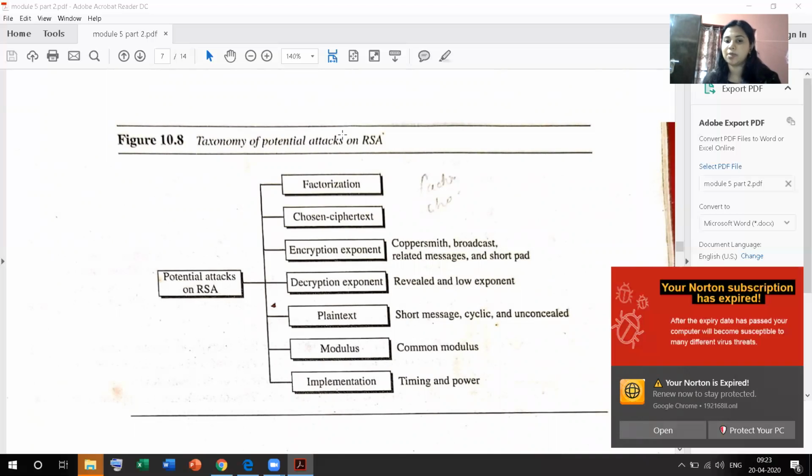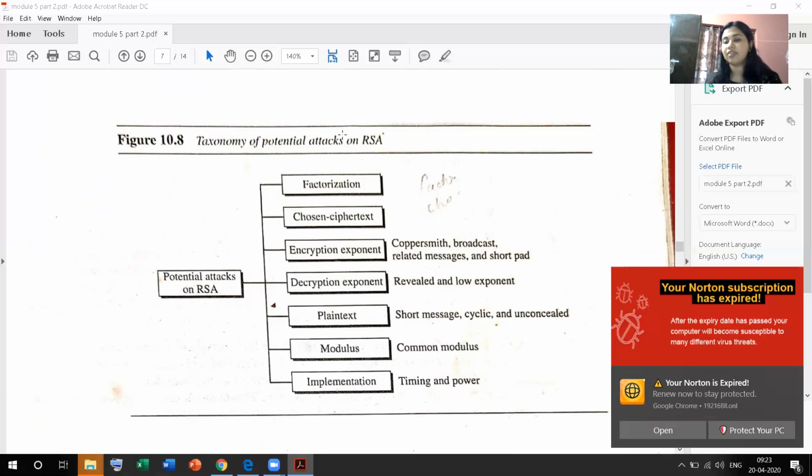If the value of the encryption exponent E is very small, then attackers can attack easily. The decryption exponent is the same as the encryption exponent: depending upon the value of D, if the value of D is very small, attackers can attack easily.